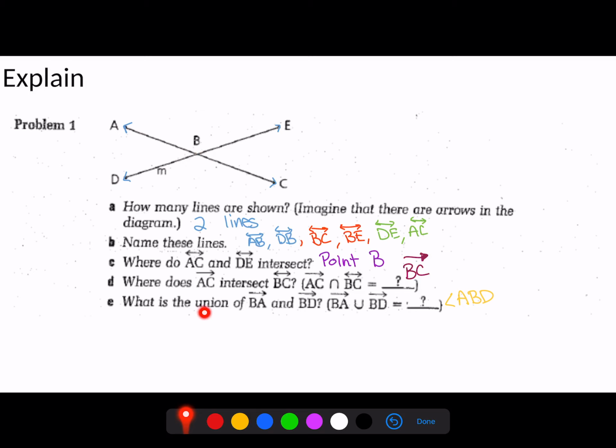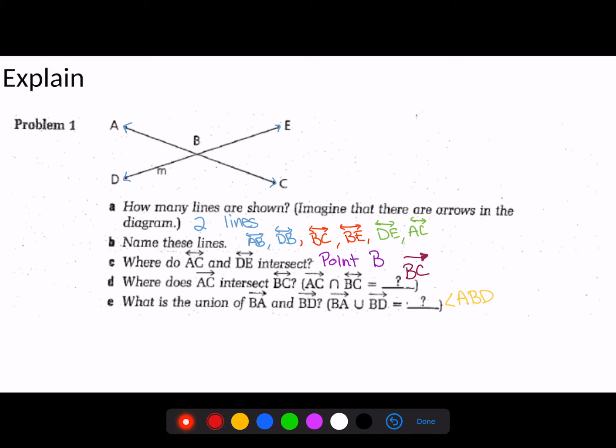And then lastly, what is the union of BA? So this is ray BA and ray BD. So I'm looking for the union. Union is what we create. So what do rays BA and BD create? Well, if it's two rays that are being unioned, then it's going to create an angle for us, and that angle is ABD. So ABD.